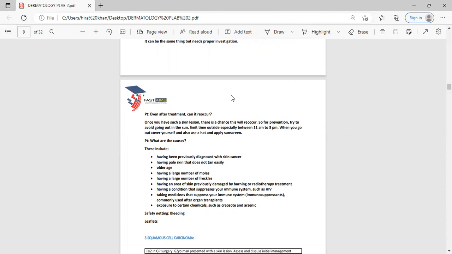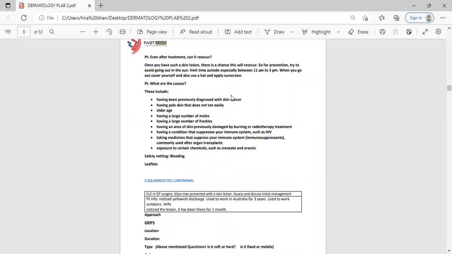Okay, Clara? So she might ask, what are the causes? Just mention 3 to 4, that's it. And then do safety netting. Like if you develop any bleeding, please come back to us, and offer the leaflets. And there is no follow-up.